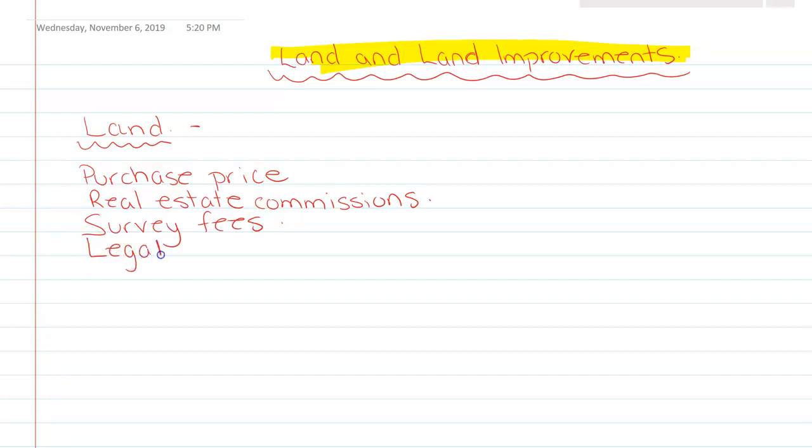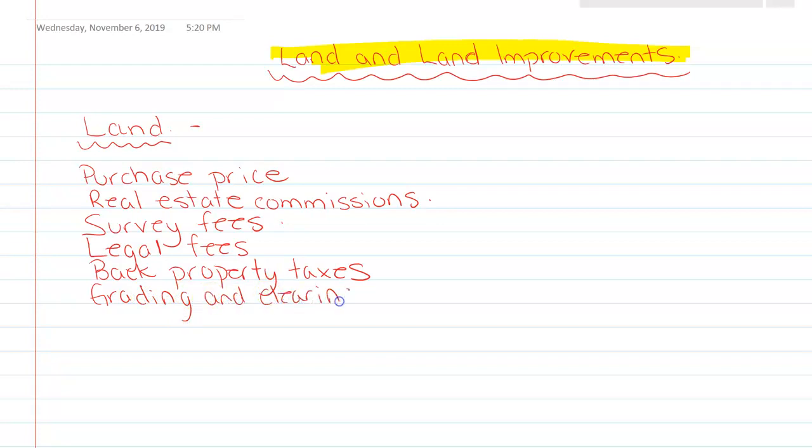Also, the legal fees that you incur to purchase the land, like the closing fees, can go as part of the land. Also, if there's any back property taxes on the land, you can include those as the cost of the land. And any grading and clearing that needs to be done to the land, and any removing of unwanted buildings.